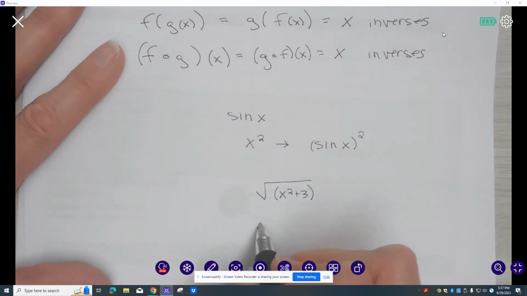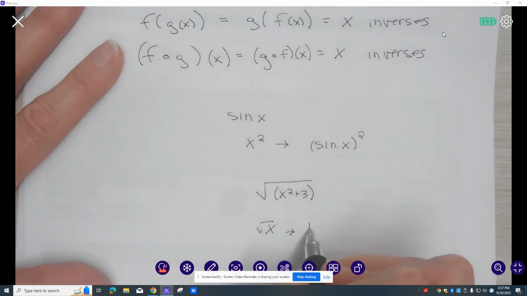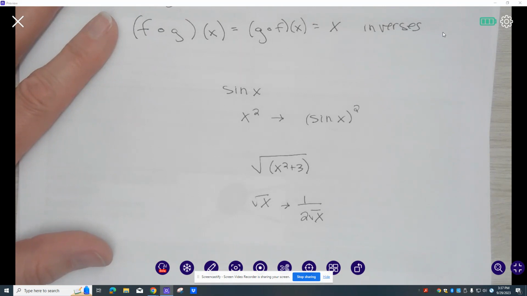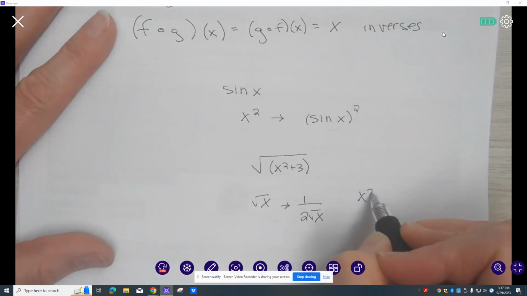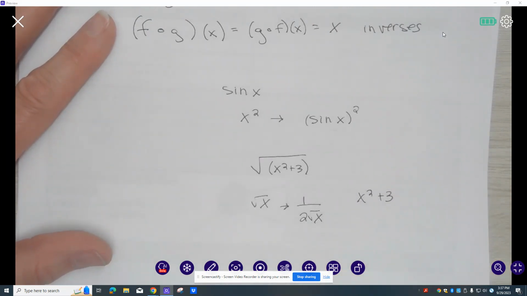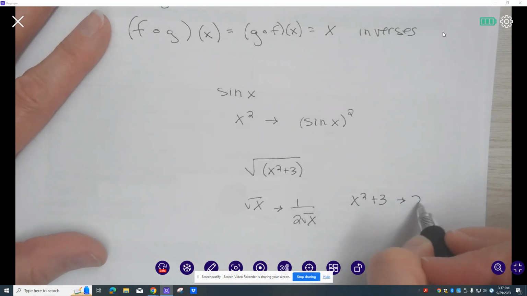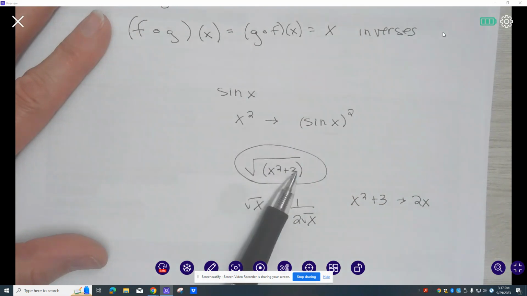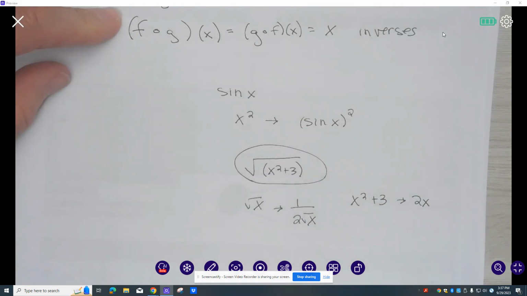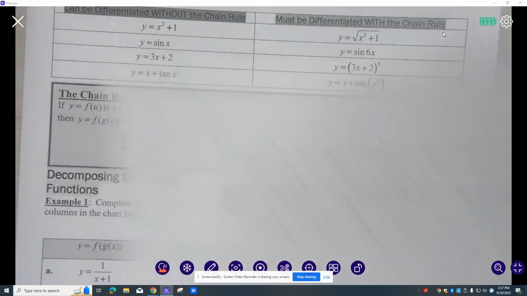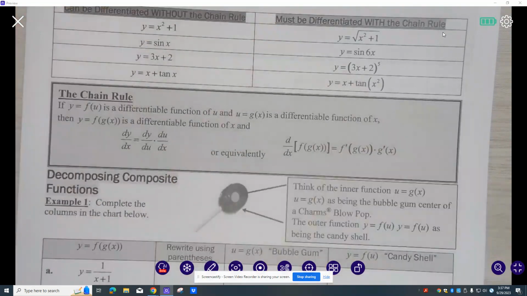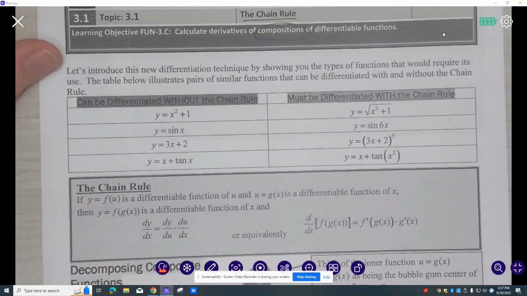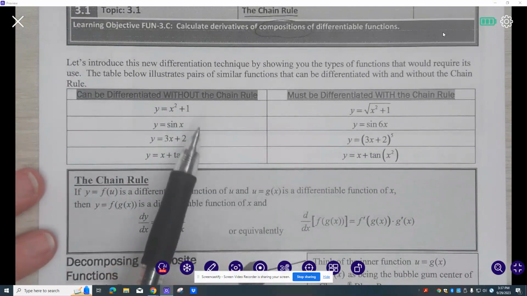You know how to take the derivative of the outside. The derivative of the square root of x is 1 over 2 square root of x. You know how to take the derivative of the inside. The inside would just be 2x. What we need to learn is how do you take the derivative when you have one function inside another. Okay, so this is showing you some examples of functions.